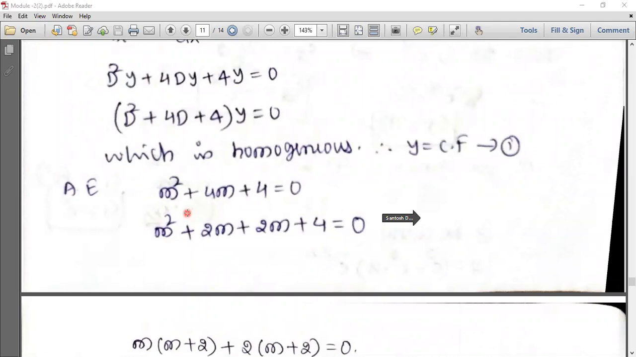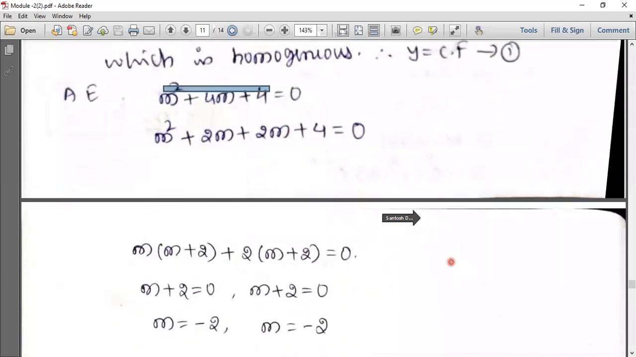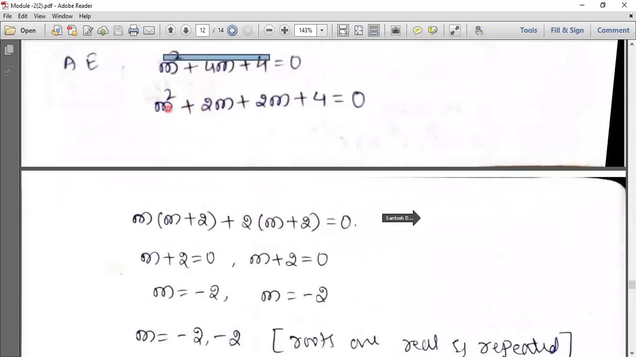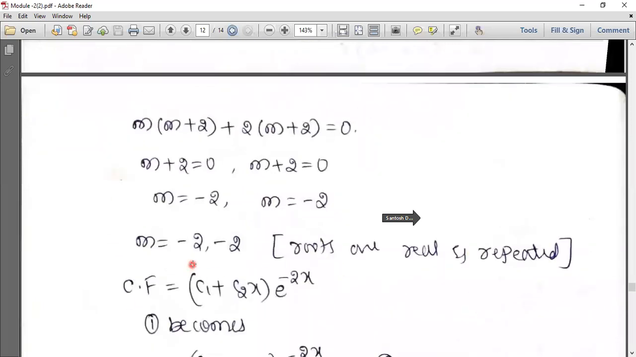That is m square plus 4m plus 4 equal to 0. How to write this? By multiplication, we want 4m square; by addition or subtraction, I want 4m. So that is m square plus 2m plus 2m plus 4 equal to 0. Between the first two, m is common, and between the last two, 2 is common. So m plus 2 into m plus 2 is equal to 0. So m equal to minus 2, m is equal to minus 2.